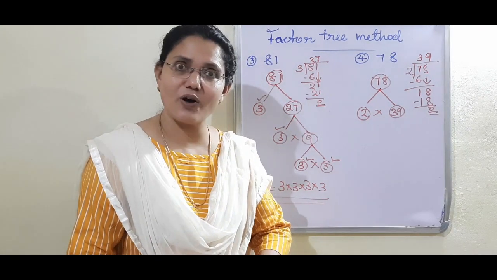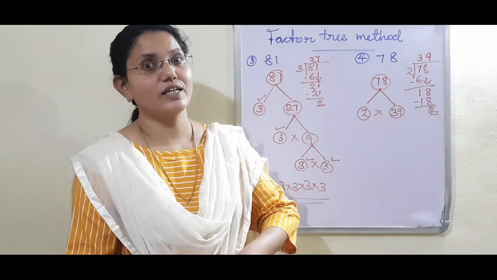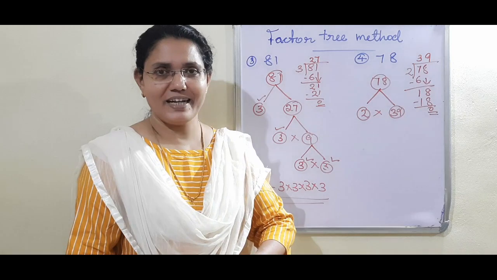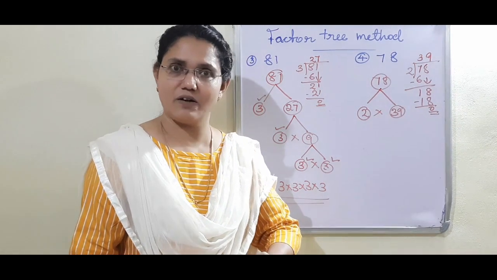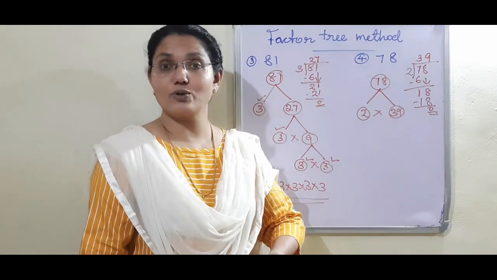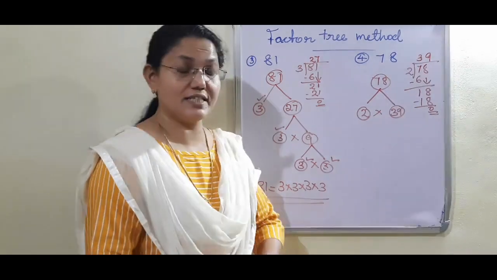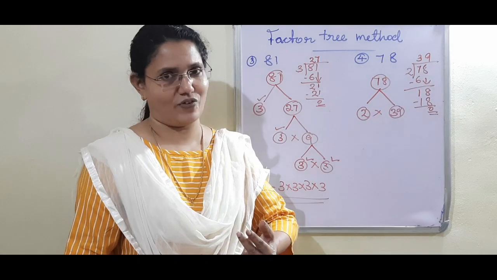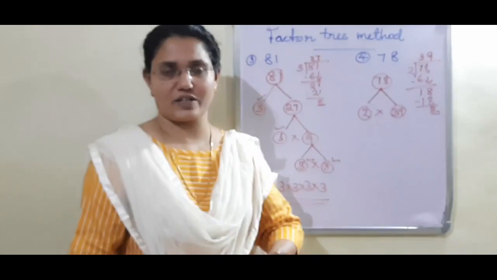If it is a multiple of 3, then 3 is a factor. Then how to find the other factor? Divide the given number by 3. Next, prime number 5, how to check it? You have to check whether the digit in the one's place is 0 or 5. You can divide it by 5. Then you can find the other factor also.